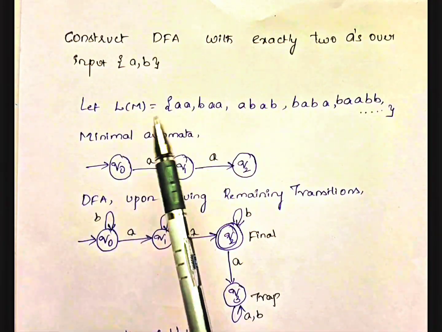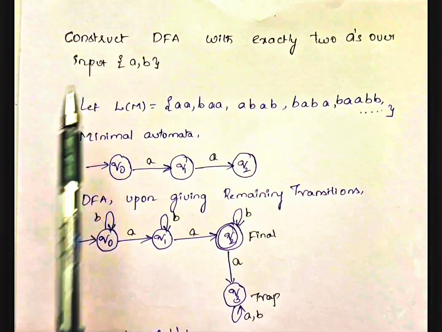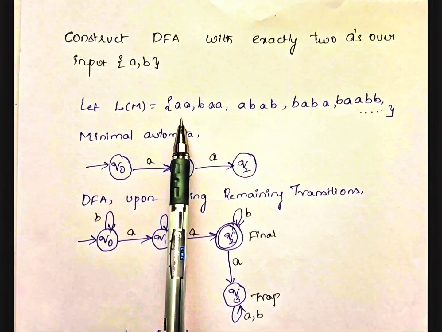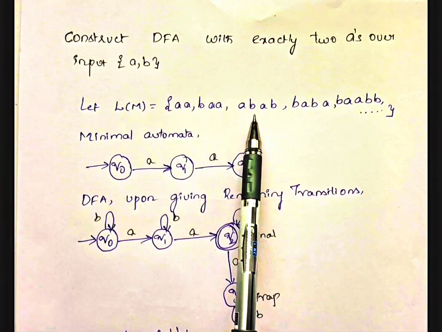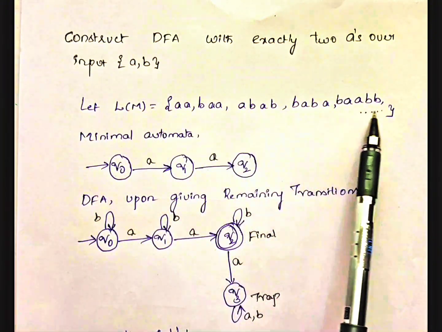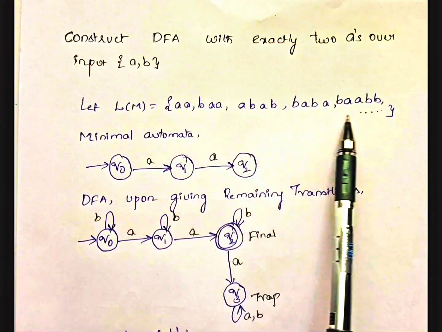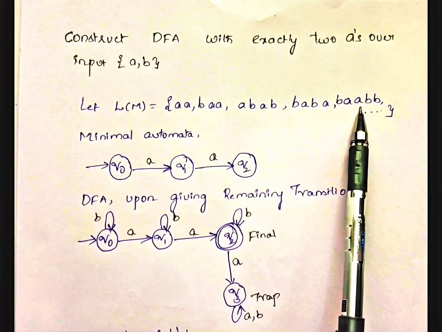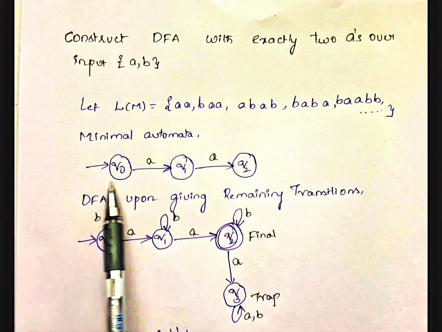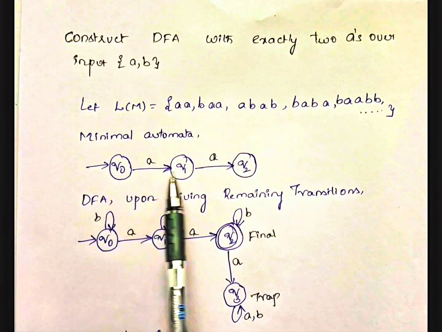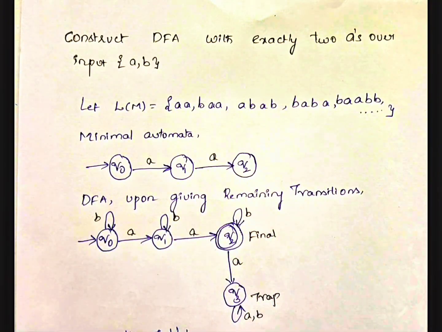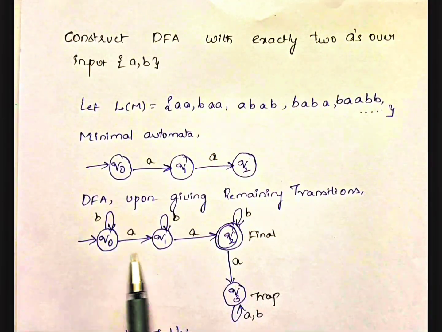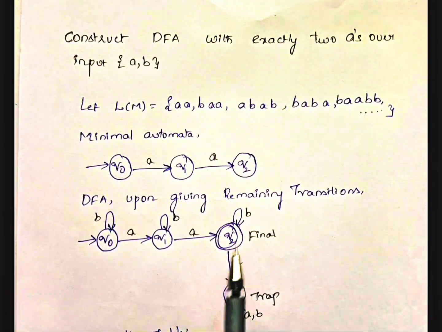Next, construct the DFA with exactly two A's over the input A and B. Let the language be AA, BAA, ABAB, BABA, BAABB, and so on. In these strings, we have observed that we have exactly two A's and any number of B's. The minimal automata will process two A's from the initial state. Upon giving the remaining input transitions to each state, we'll observe the DFA.